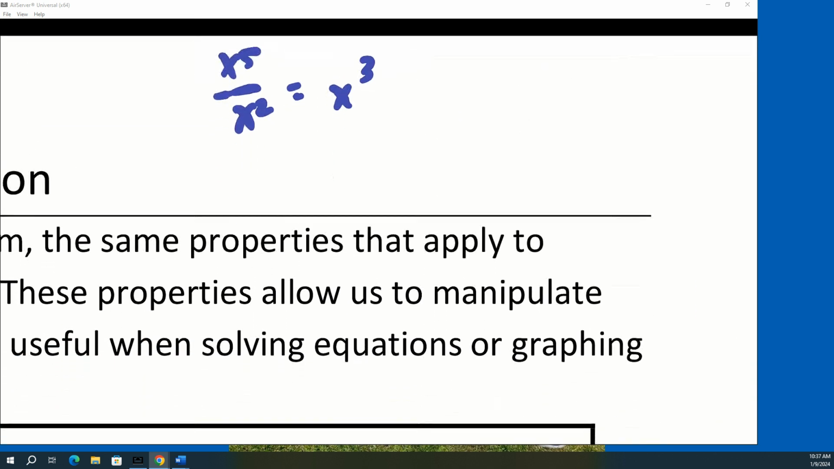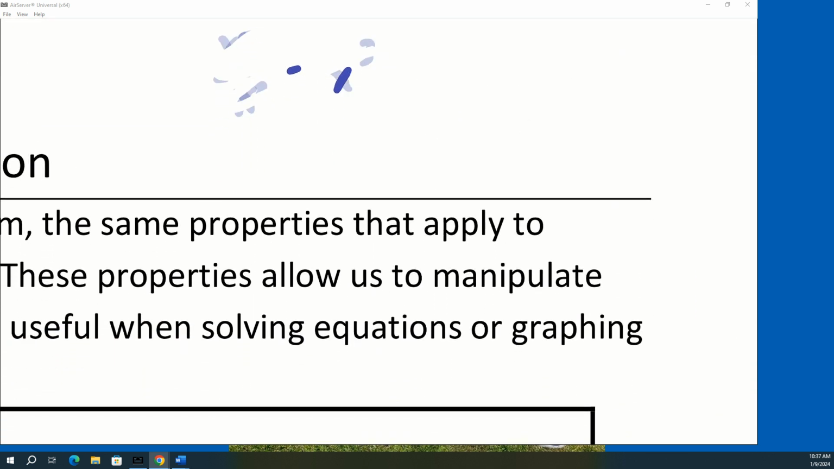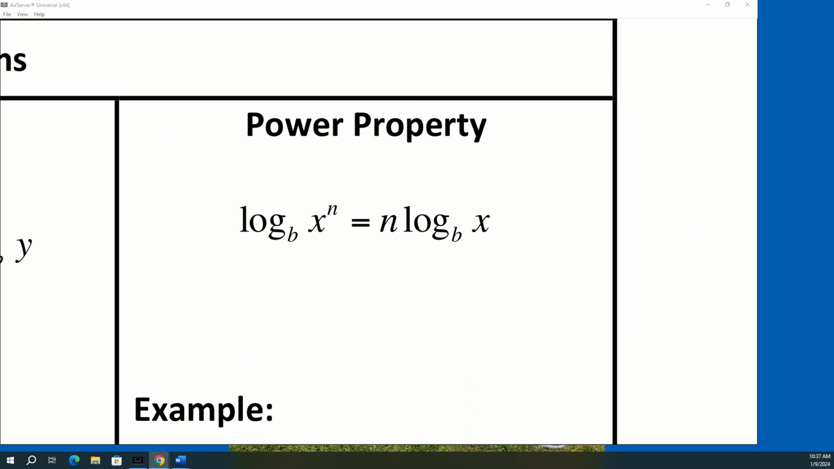All right, and then one last property. And this is the one that most people don't remember. If you have a power raised to a power, what do you do with those powers? You multiply. That would be x to the sixth. And so that's kind of related to this power property. So if you have the logarithm of a power, you actually end up multiplying by that power.